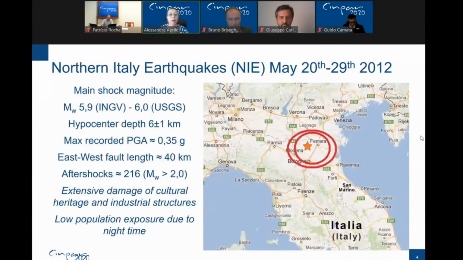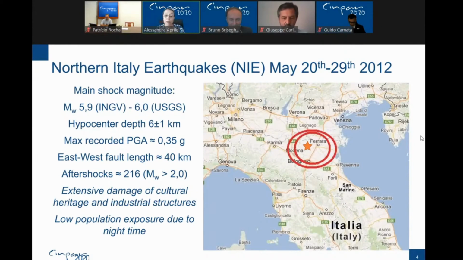A few words about the Northern Italy earthquake that occurred in May of 2012. We had two main shocks of magnitude 5.9 or 6, depending on the survey system. And there was a very superficial earthquake. In fact, the hypocenter depth was about 6 kilometers. The maximum recorded peak ground acceleration was 0.35 g. And the fault length that developed from the east to the west was about 40 kilometers.